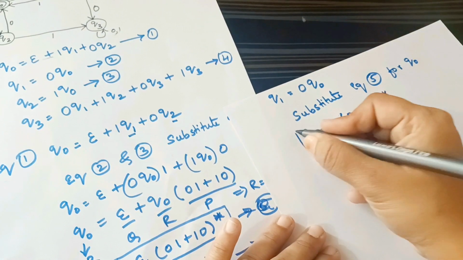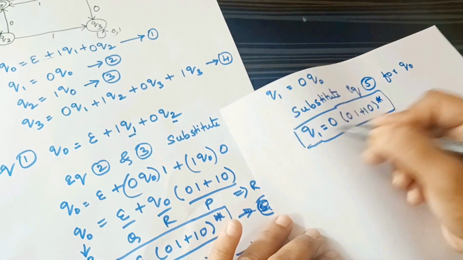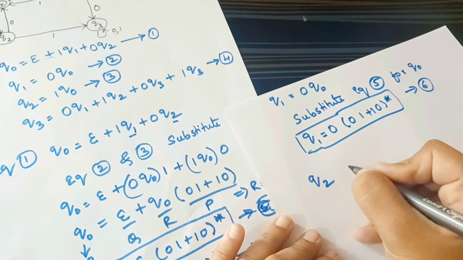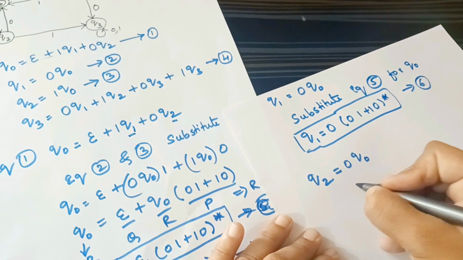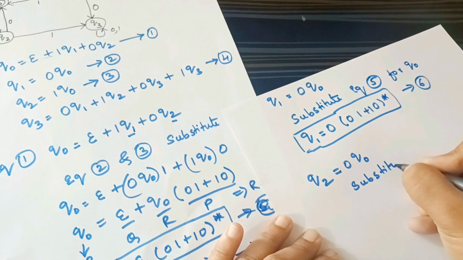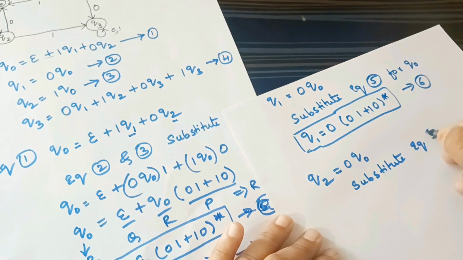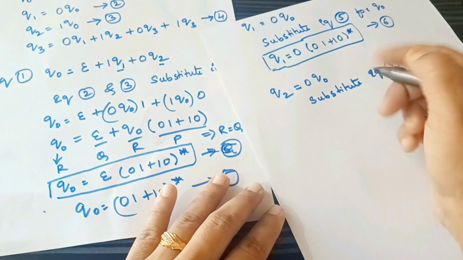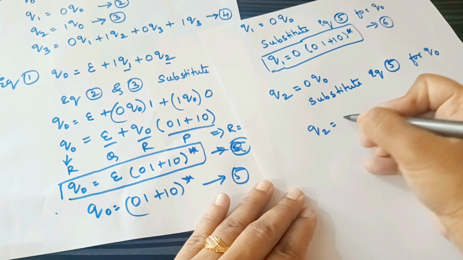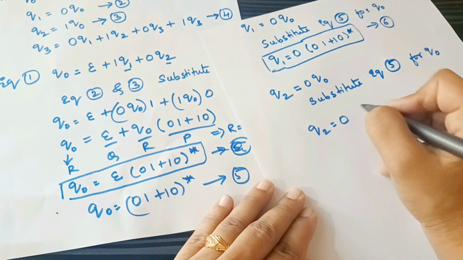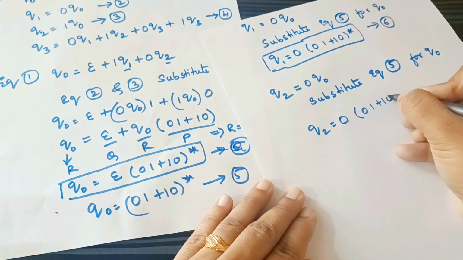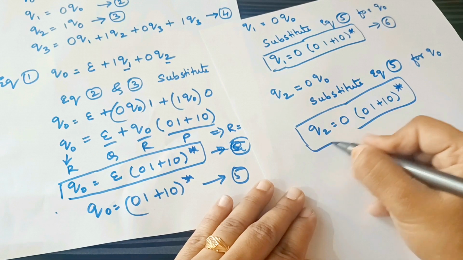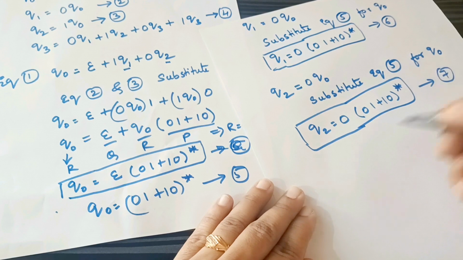This is equation 6. Next we have to substitute for the Q2 value, that is 1 into Q0. Again we substitute equation 5 for Q0, so we'll get 1 into the Q0 value we have got, (0 1 plus 1 0) whole closure. So this we have got for the Q2 state. This is the final for Q2, equation 7.